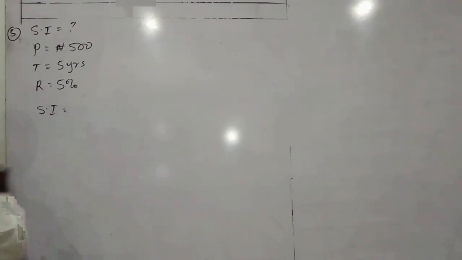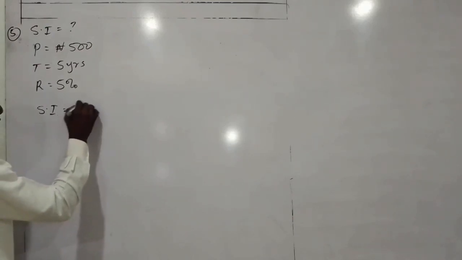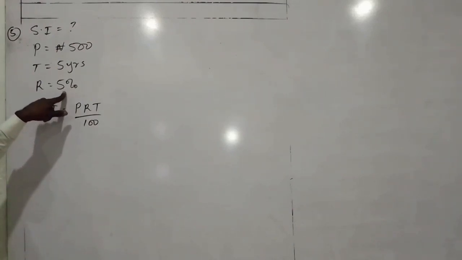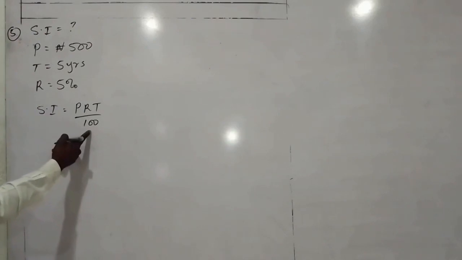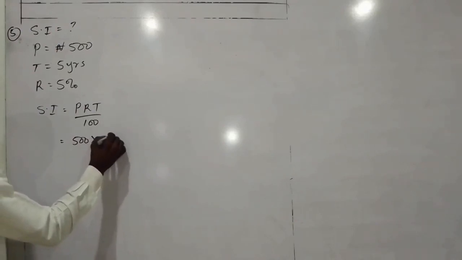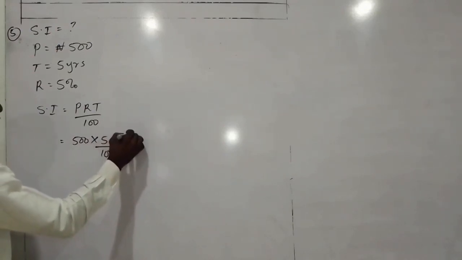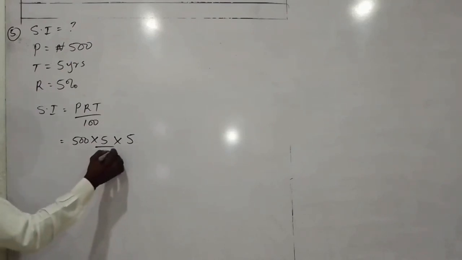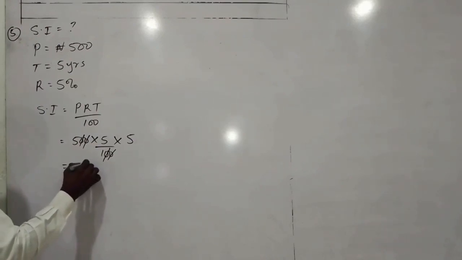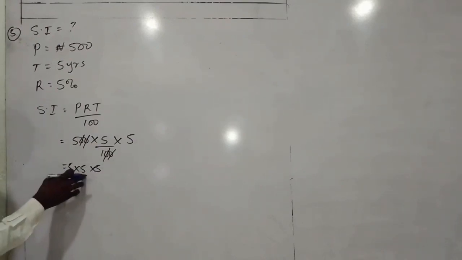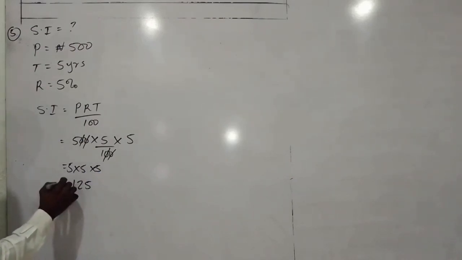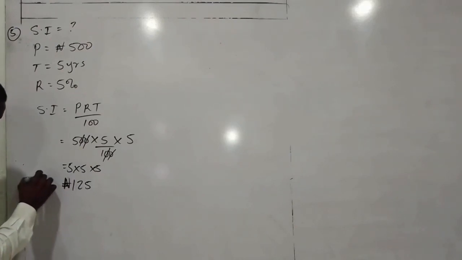To find the simple interest, we use our formula. Simple interest equals PRT, everything over 100. The rate is 5%, so percentage means 100. That's why we're having over 100. So my P now is 500 times my rate, 5 over 100, times my time, which is also 5. So I can reduce this number here. I can reduce it here. So I'll be having 5 times 5 times 5. 5 times 5 is 25. So 25 times 5 will give me 125. 125 naira. That is my simple interest.